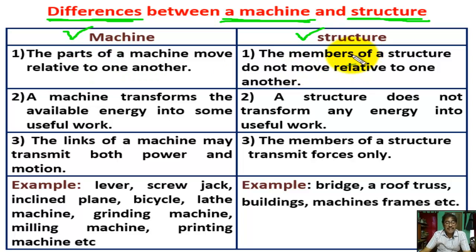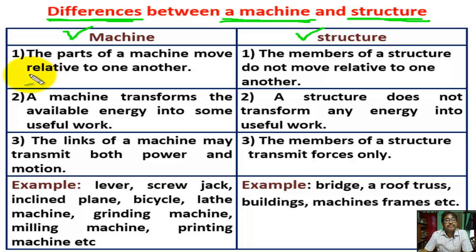Structure, what is structure? Structure is the assembly of links or assembly of parts or assembly of members. In structure, there is no relative motion between the links, between the members, between the parts. A structure is only used for carrying external load.